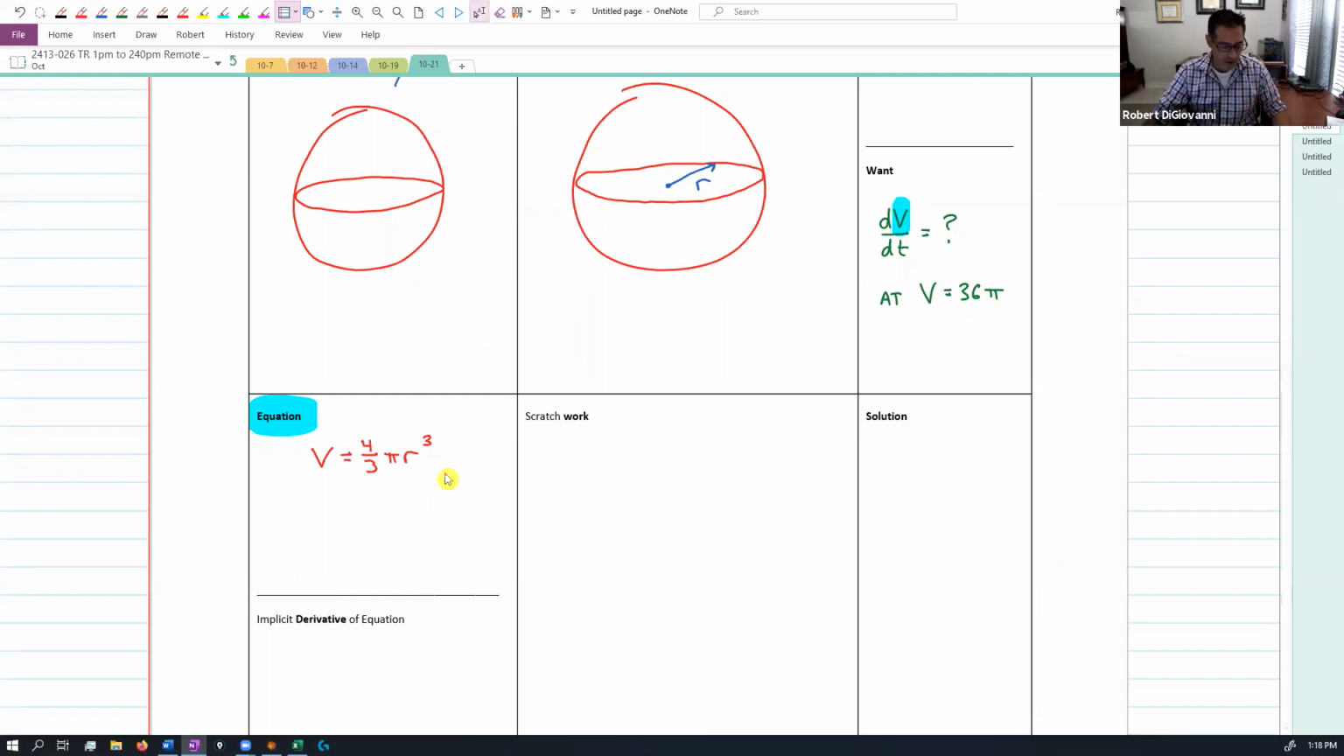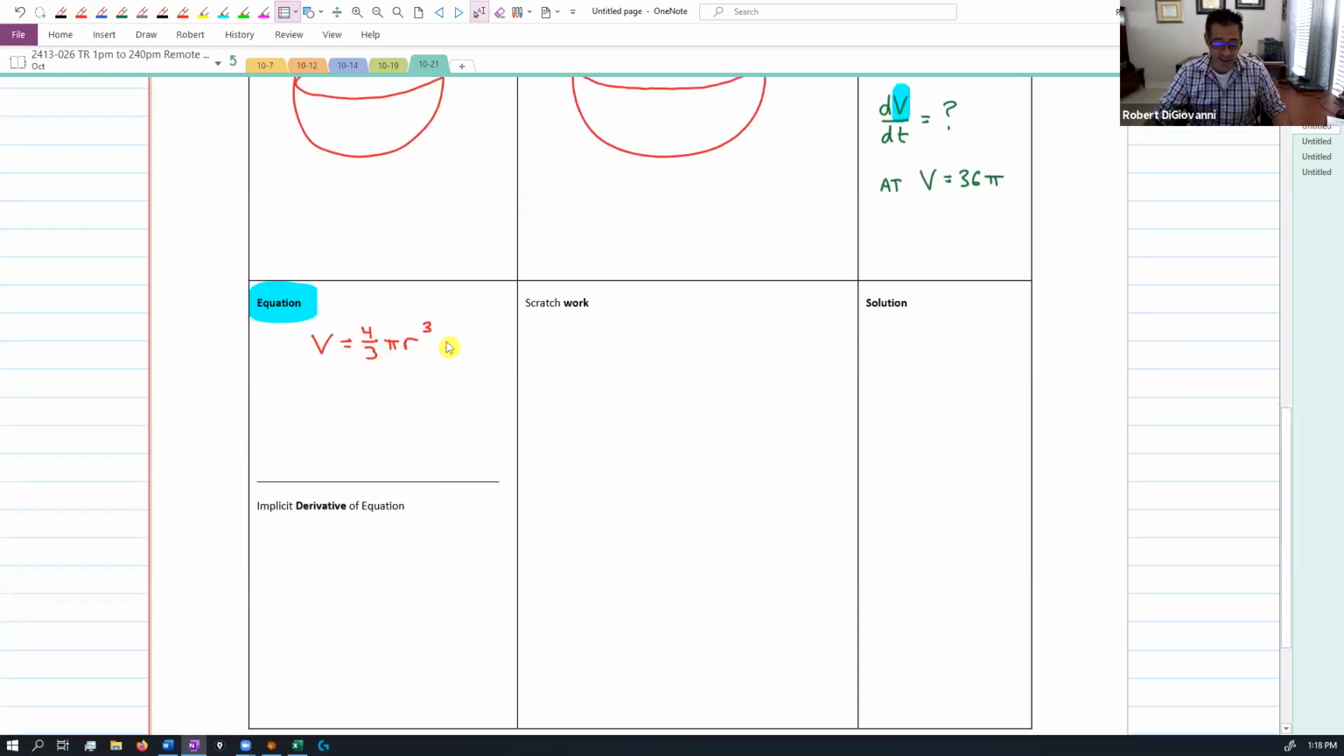Now I do implicit differentiation with respect to t on both sides. And so I get dv dt equals 4 pi r squared dr dt. I already went over that when we discussed the quiz thing, right? So we all good with that? And now I'm going to write down over here dv dt equals 4 pi r squared dr dt.